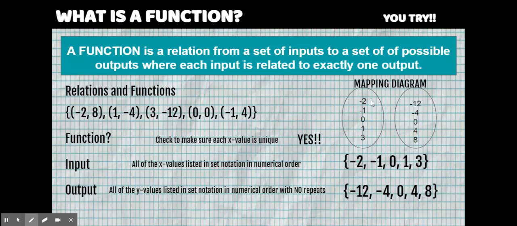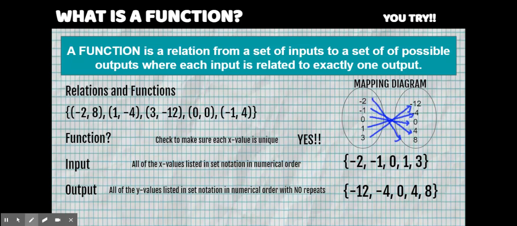-2 to 8, +1 to -4. That was my error. There we go. 3 to -12, 0 to 0, and -1 to +4. Everybody makes mistakes. Yes, don't sing the song.